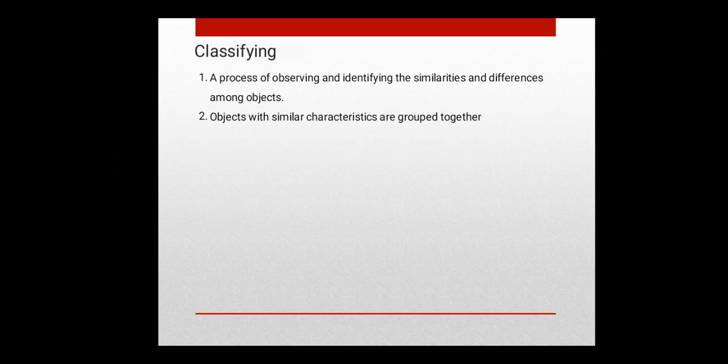Okay, for example, in our class, we can group all the pupils by their gender. Boys and girls, we have 2 groups. We also can classify based on physical appearance. Maybe some of you have glasses, some have not. So we can classify you into 2 groups: the students who wear glasses and the students who do not wear glasses. Okay, that is classifying.